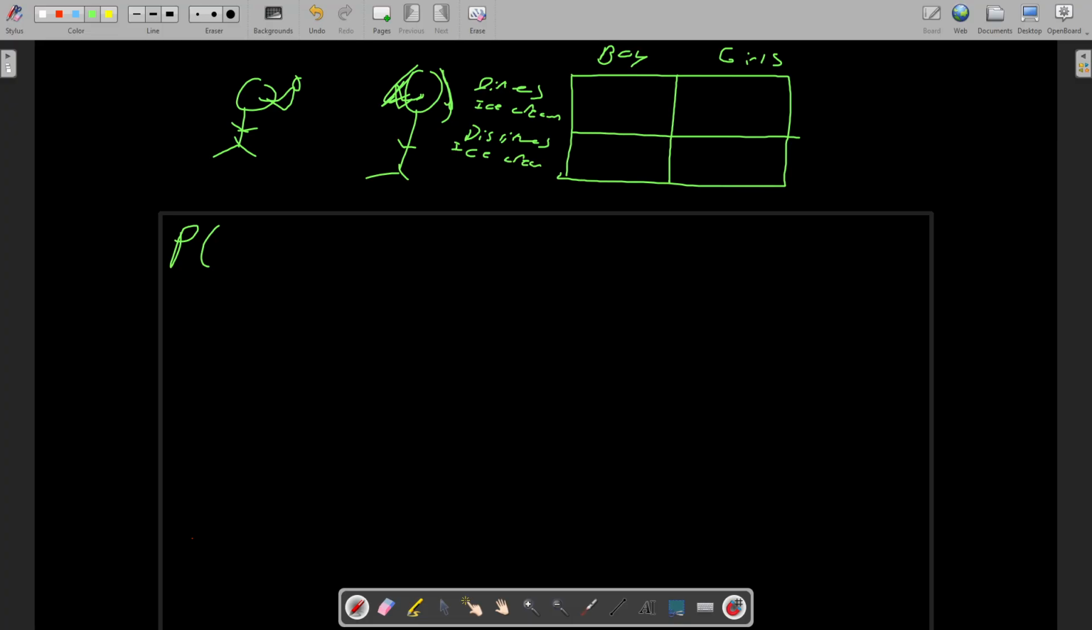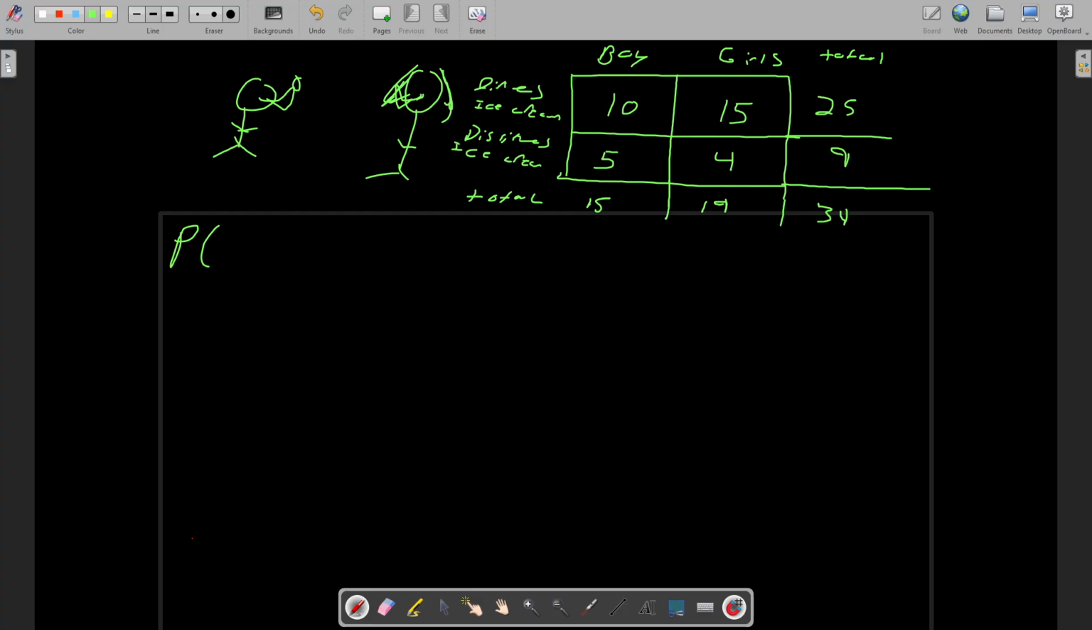Now let's say that 10 boys like ice cream and 15 girls like ice cream. And then 5 boys dislike ice cream and 4 girls dislike ice cream. Now let's add up the totals first. We get, well, 10 plus 5 is 15. 15 plus 4 is 19. And then here you get 10 plus 15 is 25. And then 5 plus 4 is 9. So you get 34.